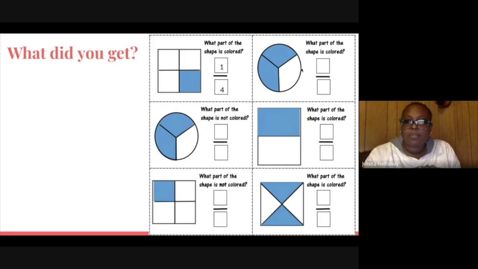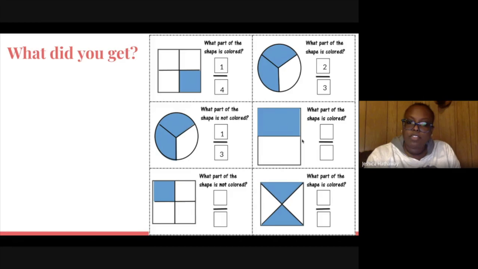Let's look at the next one. We have a circle here. What part of the shape is colored? So we have 2 pieces colored, but there are 1, 2, 3 pieces all together. So that's how we get 2 thirds. Now let's look at this one right here. What part of the shape is not colored? Keyword, not colored. Well, I only see one part right here, not colored, out of 1, 2, 3. So 1 out of 3 parts are not colored.